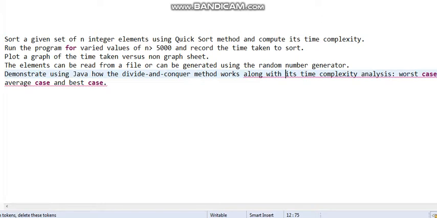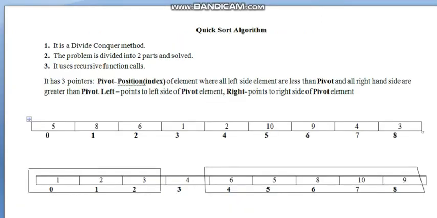So now we will see what is QuickSort. The QuickSort algorithm is a divide and conquer method. So what is divide and conquer? Divide and conquer is where your problem is divided into two parts and solved. All the divide and conquer methods use recursive function calls. Okay, so what does the quicksort method use?